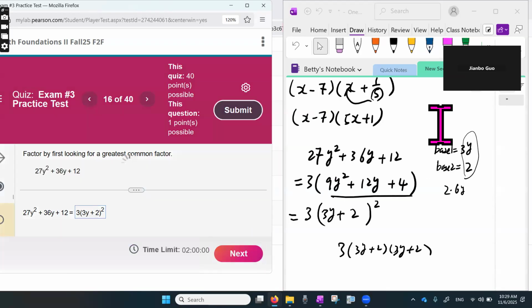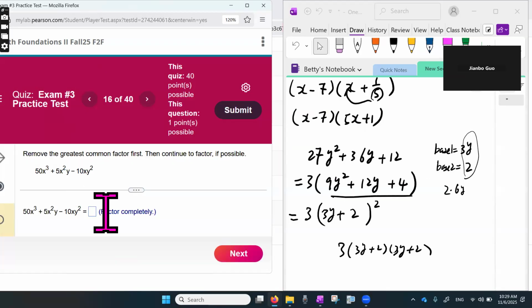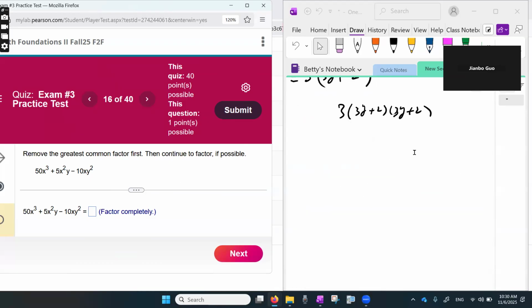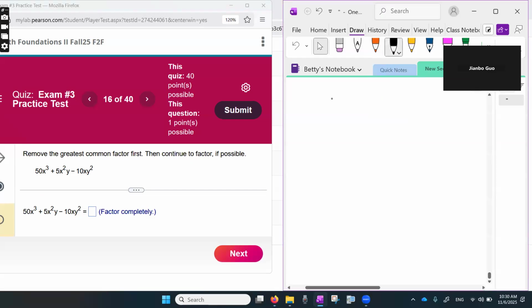Okay, next. Question number 16. Okay, this one, it reminds you to factor GCF out, right? Yeah, we should do that. 50, 5, negative 10. GCF is 5. And we have x in common, right? So 5x is GCF. Let me write down the trinomial. 50x cubed plus 5x squared y minus 10xy squared. GCF is 5x factored out.